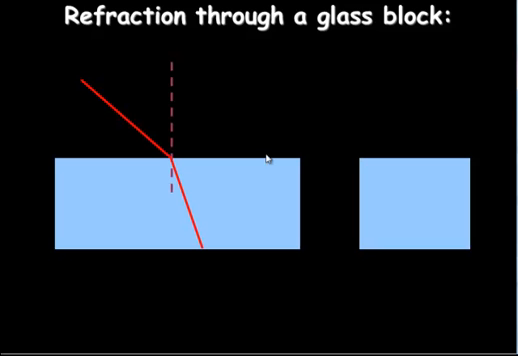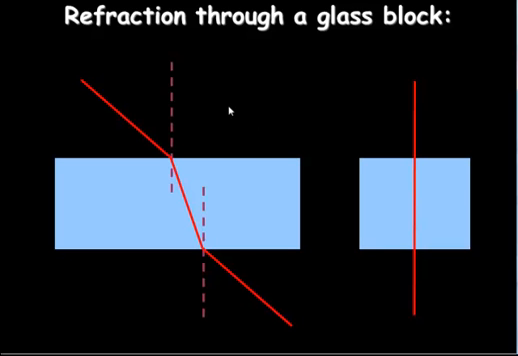bending, and as the light ray continues, as it leaves the glass block and goes into air, again there's some bending. What I've shown on this diagram is the normal, which is obviously an imaginary line at 90 degrees to the surface of the medium. We've also got a situation here showing that when light is travelling along the normal, there's no refraction whatsoever.